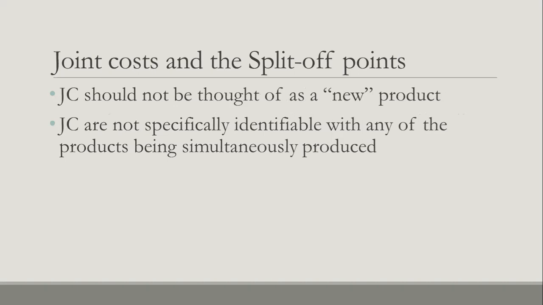So joint costs, or JC, should not be thought of as a new type of cost in that they consist of direct materials, direct labor, and factory overhead. A major difficulty inherent to joint costs is that they are indivisible, because joint costs are not specifically identifiable with any of the products being simultaneously produced.